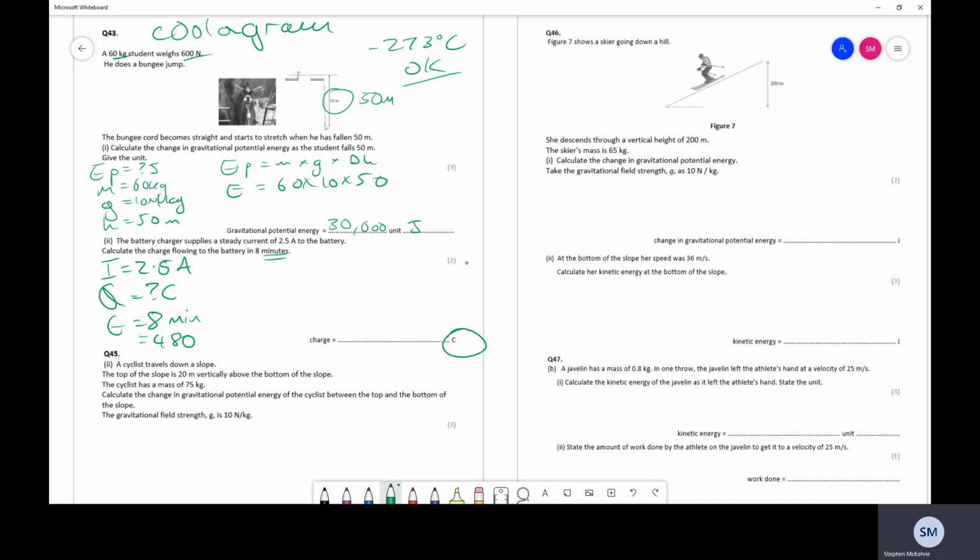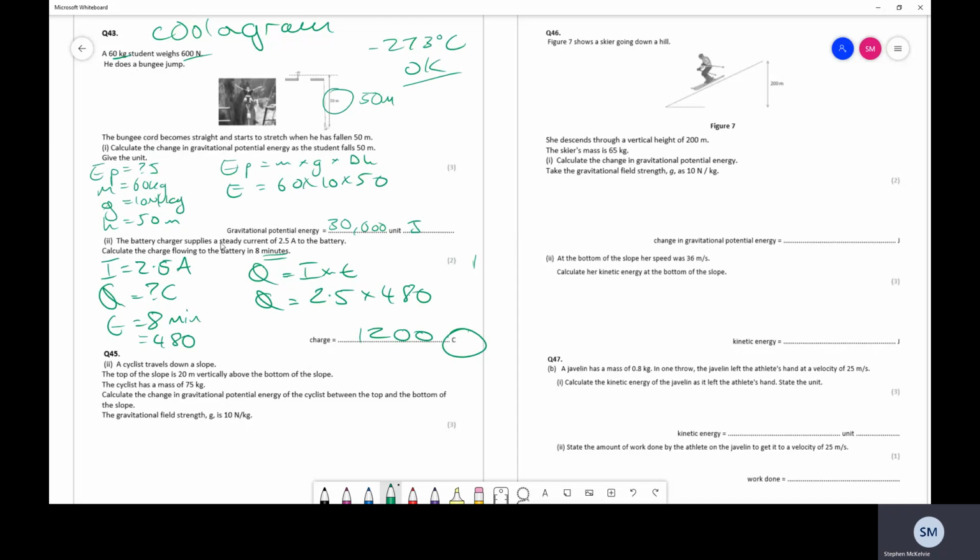This being a 2-mark question, if you had used 8, you would have only gotten 1 mark, but we are not going to let that happen to us, for we are bigger and better and stronger than everybody else. Well, you lot are bigger and better and stronger than everybody else. I'm just fairly decent at maths. 2.5 times 480, not 81, silly little finger. Charge 1,200 coulombs.